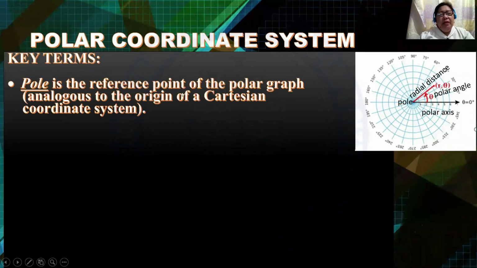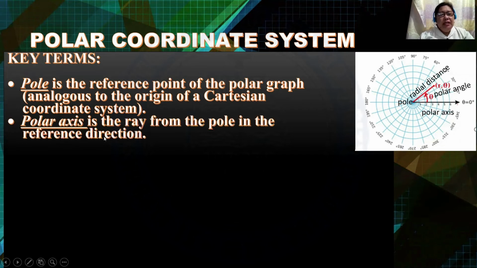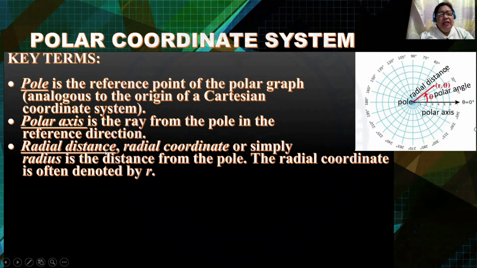Pole is the reference point of the polar graph, and this is analogous to the origin of the Cartesian coordinate system. Polar axis is the ray from the pole in the reference direction. Radial distance, or we call it radial coordinate or simply radius, is the distance from the pole. The radial coordinate is often denoted by r.